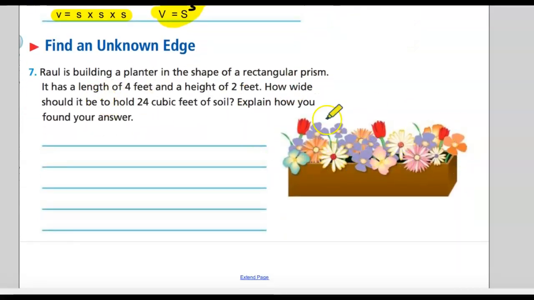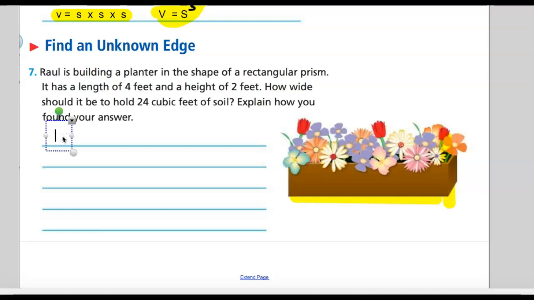Raul is building a planter. This is a box where you put soil in it and grow flowers. So he's building a planter in the shape of a rectangular prism. It has the length, which is here across the bottom, has a length of 4 feet. And then it gave us the height going that way of 2 feet. So, how wide should it be if it holds 24 cubic feet of soil? Explain how you found your answer.